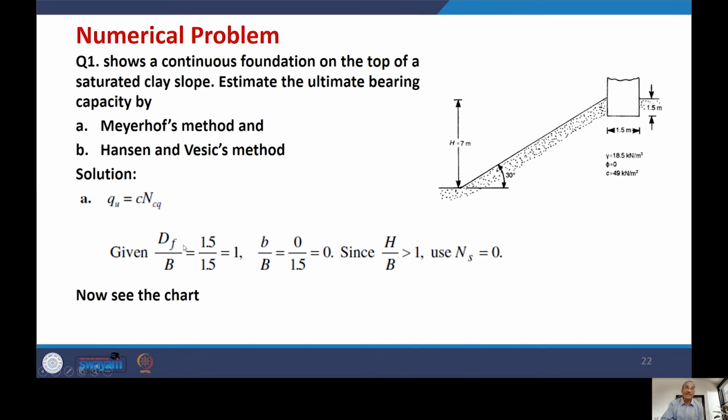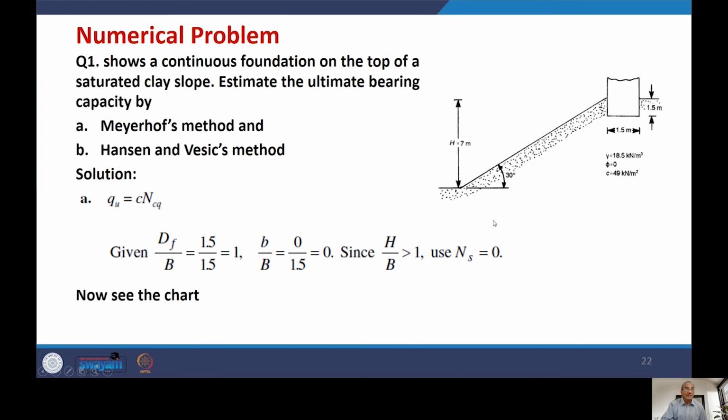First of all, for the given data, Df by B: Df is 1.5, B is 1.5, so it is simply 1. Then b by B, where b is the distance from the edge of the slope to the face of the footing, which is 0. So b by B is 0. Since the height of the slope is 7 meter while the width is 1.5 meter, H by B is greater than 1. So we can use the stability number Ns equal to 0. So let's use the chart for Meyerhof, which gives the value of NcQ for a given value of the angle of slope, and phi is given as 0 here.